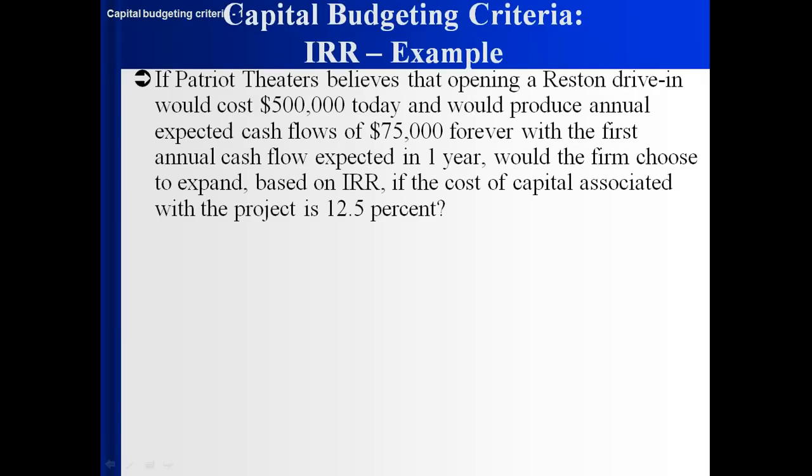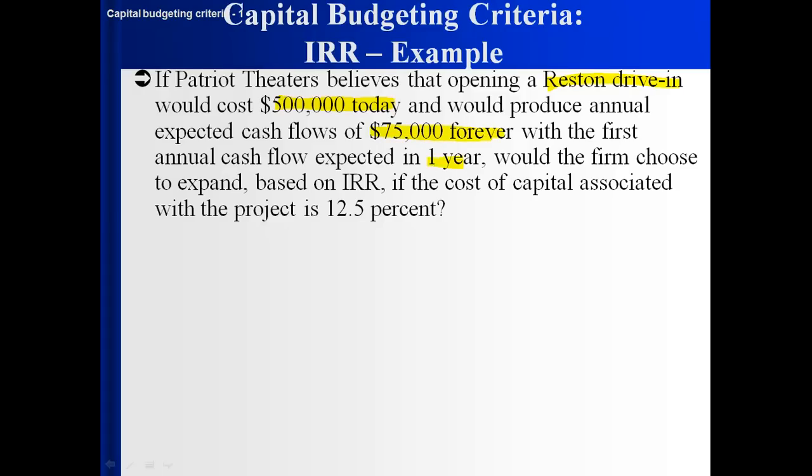Let's look at a few examples of IRR. So here we have Patriot Theaters. They're looking at a restaurant and drive-in, and it's going to cost $500,000 today. And then after that, $75,000 a year forever with the first cash flow in 1 year.